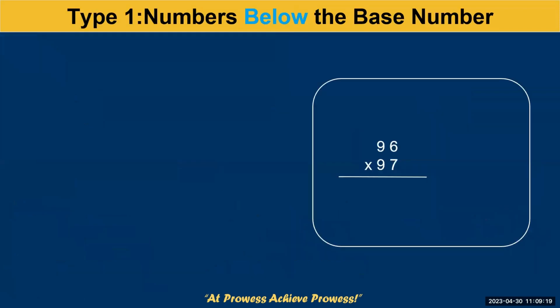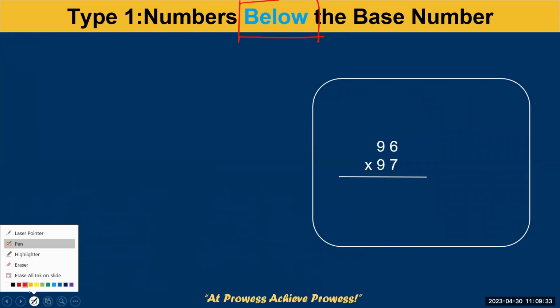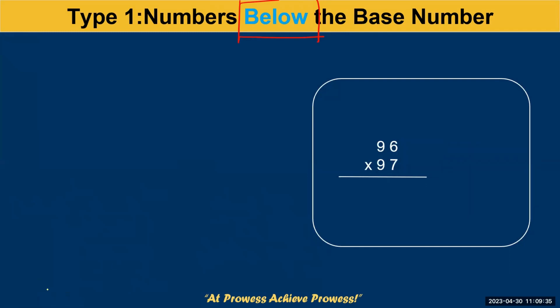Now the first category we are going to study is numbers below the base. Can you see the heading? The first category that we are going to talk about is the numbers below the base. Now I have taken one example on the screen. Right now I don't want you to write anything in your notebook. Just look at the screen. I'll give you time to write.